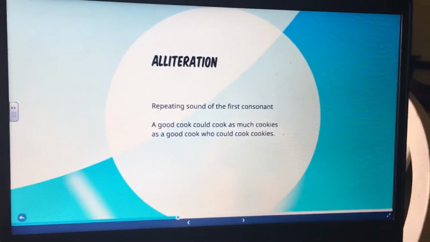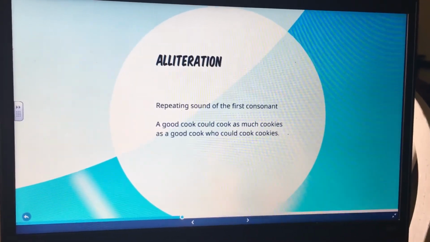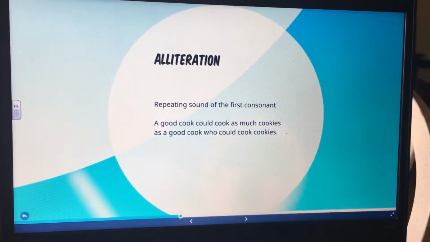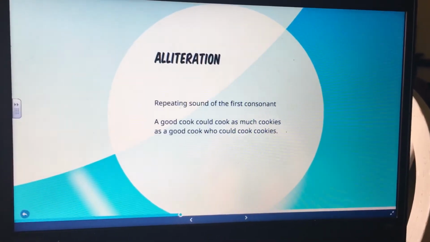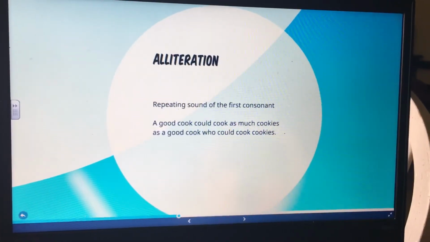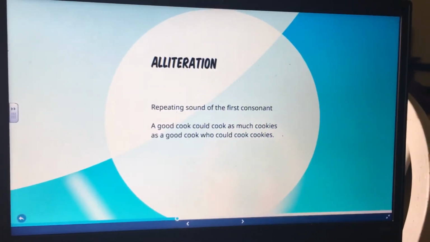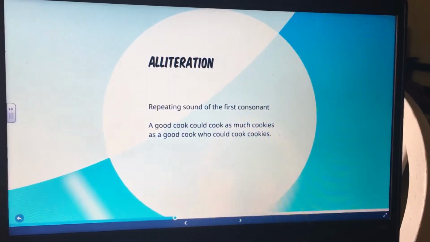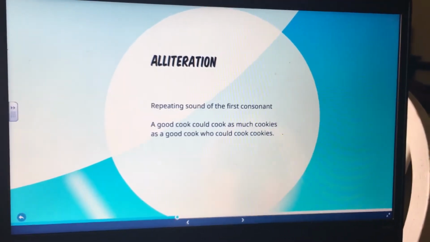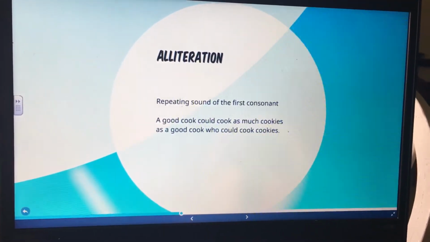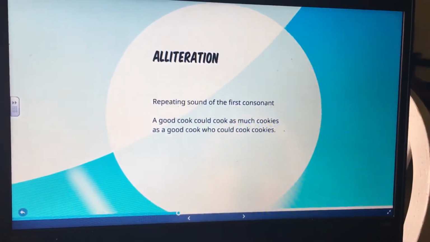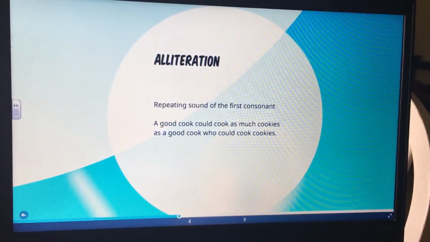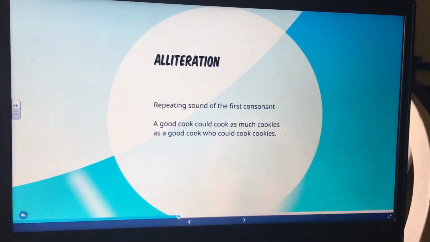The next type of figurative language that we're going to talk about is alliteration. Alliteration is repeating the sound of the first consonant in a sentence. So our example here is a good cook could cook as much cookies as a good cook who could cook cookies. So that's a bit of a tongue twister right there. What is repeating in that sentence is the CO sound at the beginning of cook, could, cookies. So that is an example of alliteration.